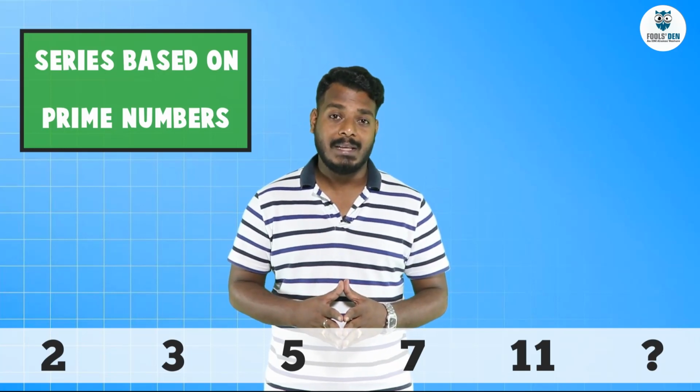So that was all about questions on difference, multiples, squares and cubes. Now have a look at this series: 2, 3, 5, 7, 11, question mark. What are these numbers? Can you see a property common to them? Yes, all of them are prime numbers. So this series is nothing but a series based on a property of a number, that is prime numbers. So there can be some more variety of questions also like this. Let's see what they are.